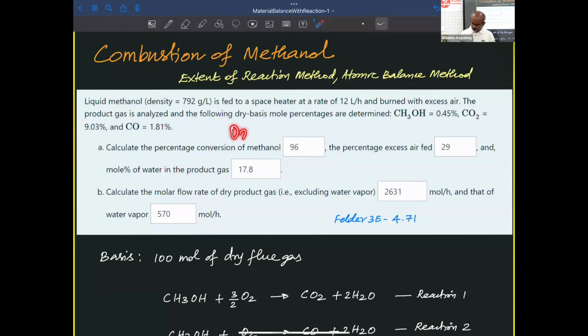So definitely O2 will also be there in the product, as well as N2, because we are using air for the combustion. So those contents also we have to find. Of course, based on this data, we can find that. Let us see how they are calculated. And here, we need to find the conversion, excess air, and percentage of water in the product gas.